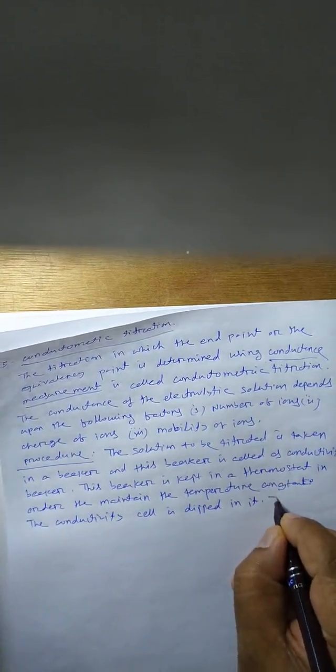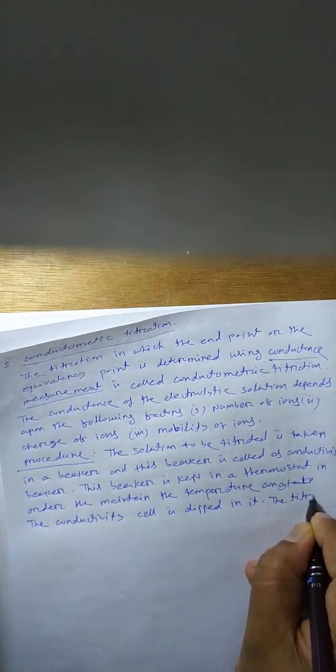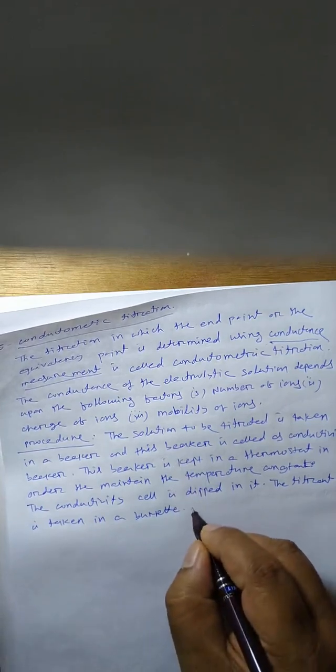The conductivity cell is like an electrode, like a glass electrode, dipped in the solution. The titrant is taken in the burette. Whatever solution you take in the burette is called the titrant. And in the conductivity beaker, your solution was kept, whose conductance you have to measure, in which the conductivity cell is kept.